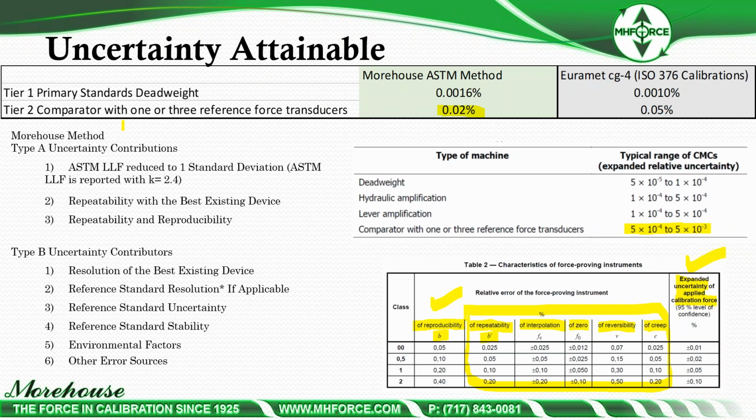And it also accounts for all of this. So nonlinearity and hysteresis are not in it. ASTM lower limit factors in it. Everything the auditors should require is in there. Other error sources, you're going to need to quantify those, but that's it.